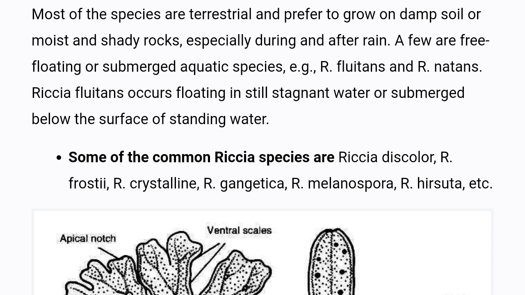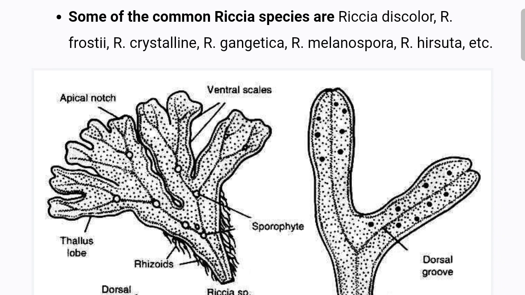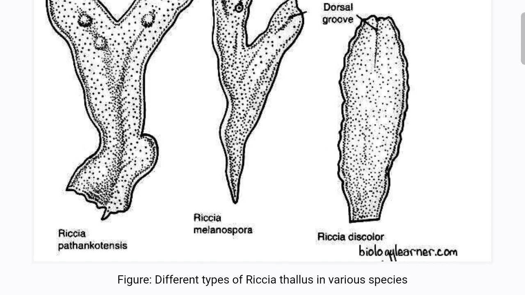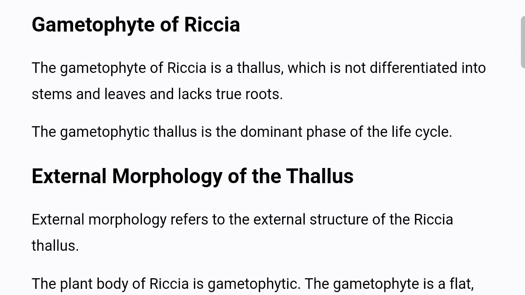Some of the common Riccia species are Riccia discolor, R. frostii, R. crystallina, R. gangetica, R. melanospora, R. hirsuta, etc. Gametophyte of Riccia. The gametophyte of Riccia is a thallus, which is not differentiated into stems and leaves and lacks true roots. The gametophytic thallus is the dominant phase of the life cycle.